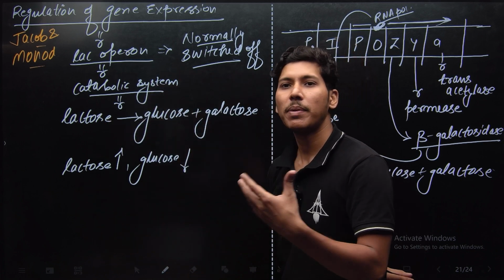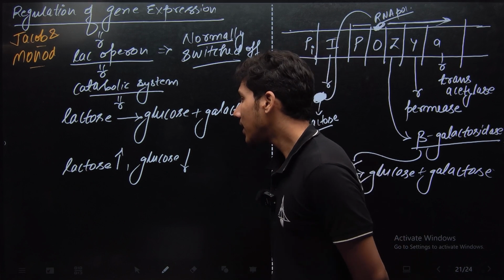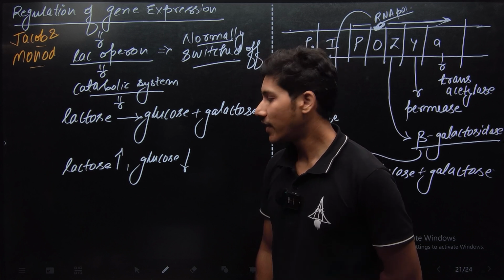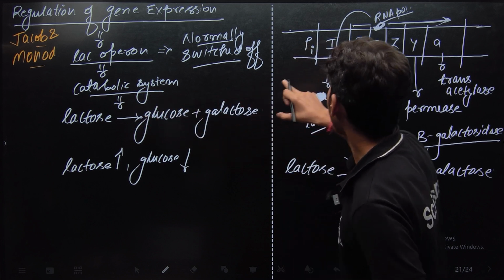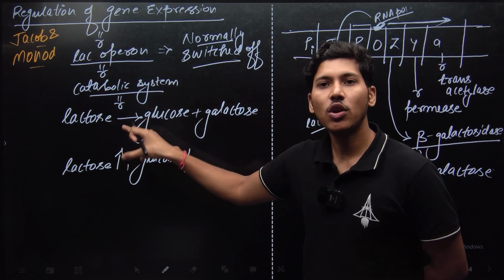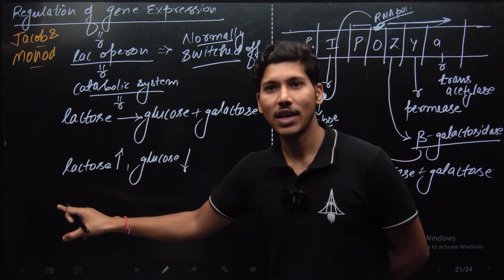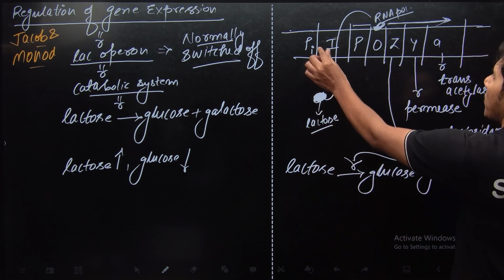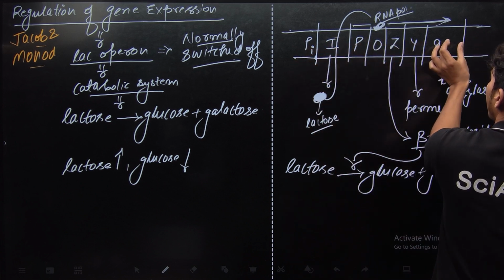So we know that the primary source of energy is glucose, but lactose is also used as an energy source when glucose is less. So this operon, which is known as the lac operon, is involved in the breakdown of lactose when glucose is less and lactose is high. This operon has a certain set of genes like the promoter, the inhibitor gene, and these ZYA genes.